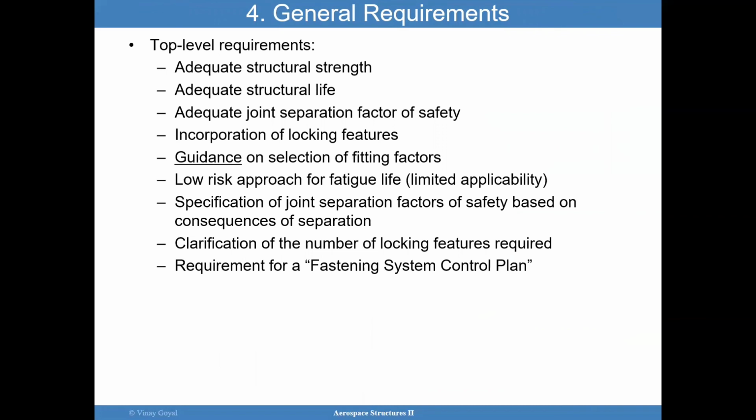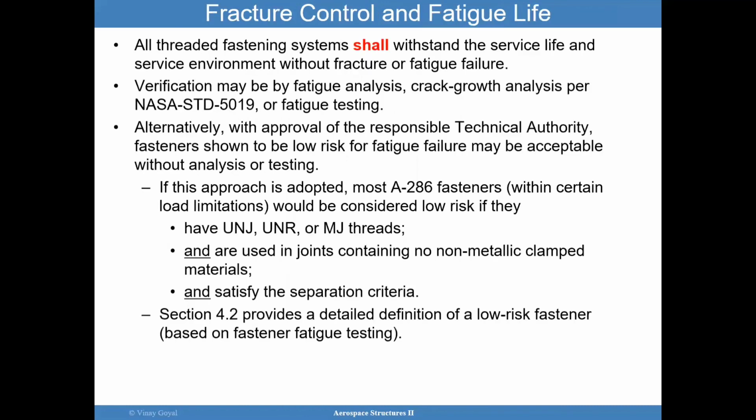Guidance on the selection of fitting factors, which we recommend at 1.15. A fitting factor helps you to account for misalignments. Not every bolt may be in contact at the same time, and so you may want to include a fitting factor for that. You have a low risk approach for fatigue life, typically, if you're using the right bolts. Specs for joint separation factors of safety should be talked about, locking features, and then really implementing a good fastening system control plan that ensures that no FOD is introduced into the manufacturing.